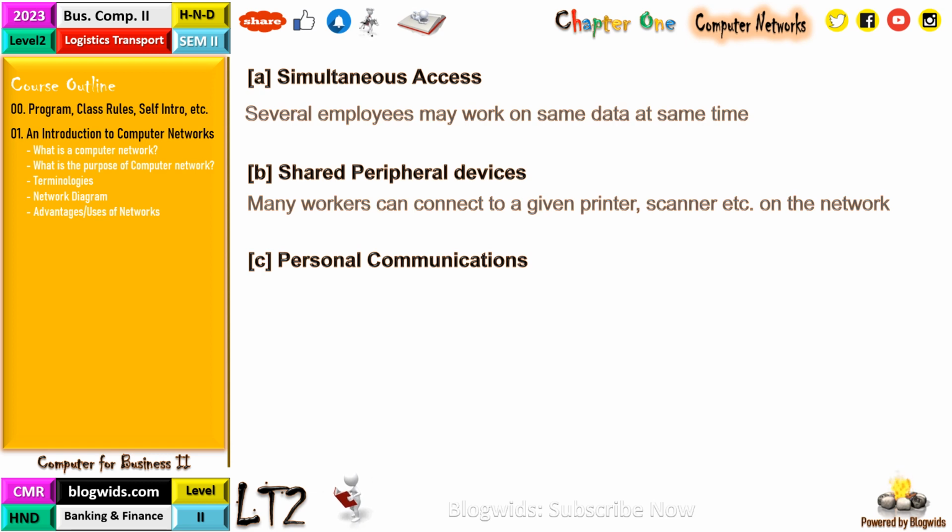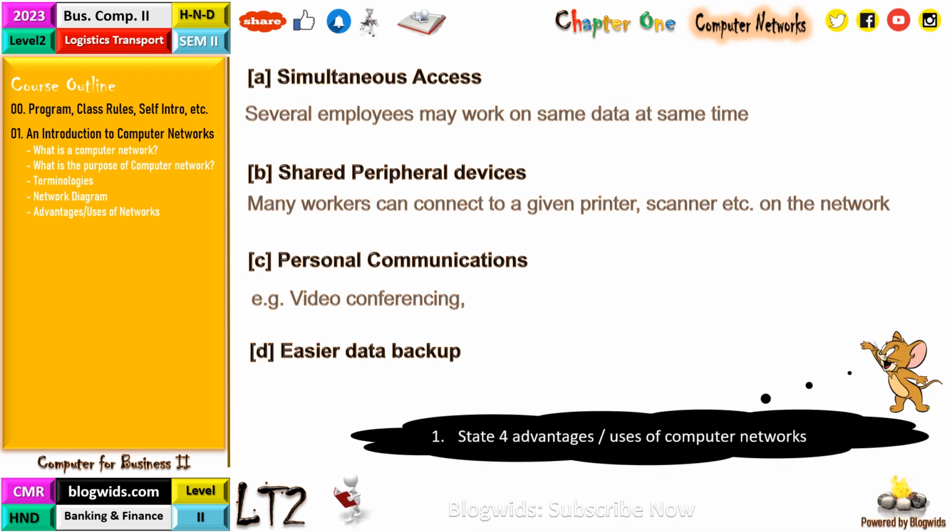Next is personal communication. So in the network, people can equally do their personal video conferencing and so on, many other things on that same network, which is not going to be affecting the other person. Okay, so you can share it and it will be less costly. Easier data backup. So data can easily be backed up in a network. Unlike you are working on a thing that is a standalone stuff, so it might become difficult to back up data. Okay, so what should you know from this slide to state the advantages and uses of a computer network? Advantages or uses of a computer network.